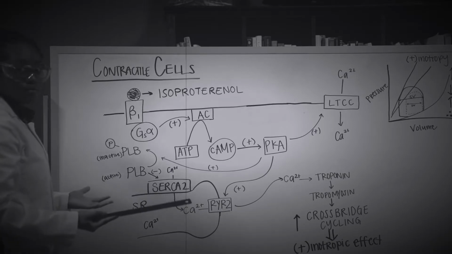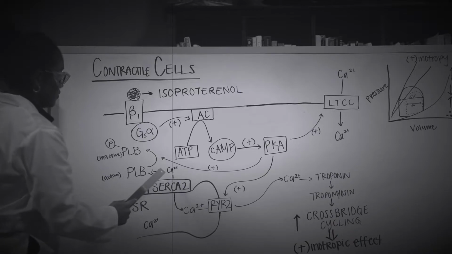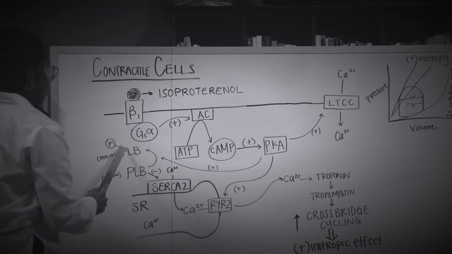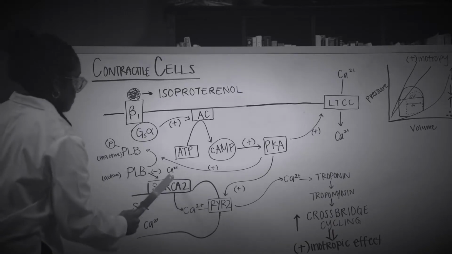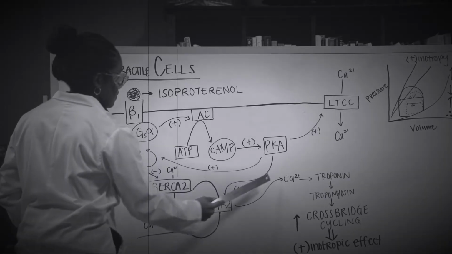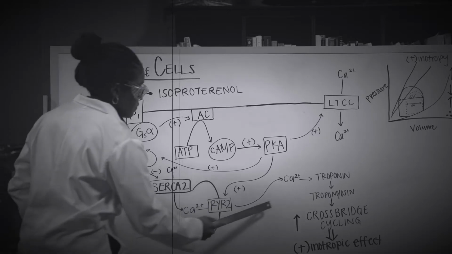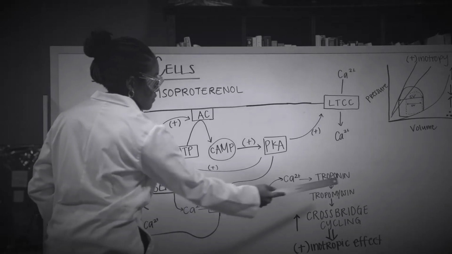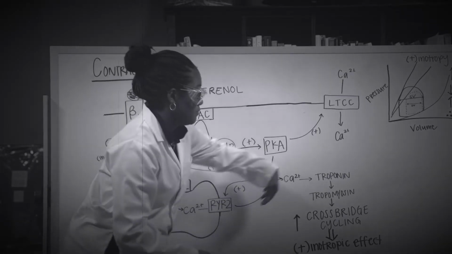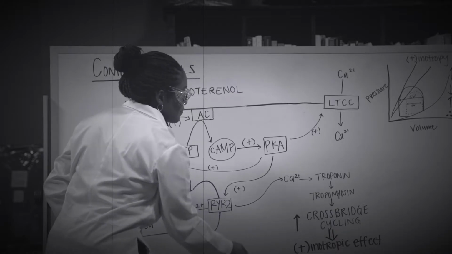Phospholamban normally inhibits SERCA2 activity, preventing the influx of calcium into the sarcoplasmic reticulum. However, when PKA inactivates phospholamban, SERCA2 can pump calcium into the sarcoplasmic reticulum. PKA also stimulates RYR2 on the sarcoplasmic reticulum, allowing calcium to exit. Calcium then binds to troponin, which causes a conformational change in tropomyosin. This increases cross-bridge cycling and causes a positive inotropic effect.